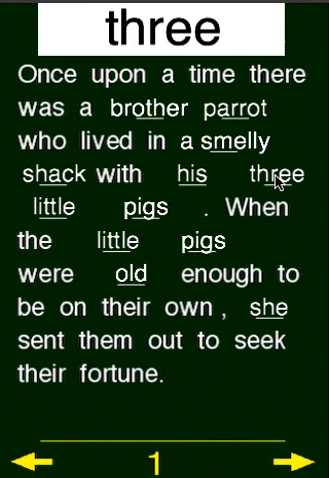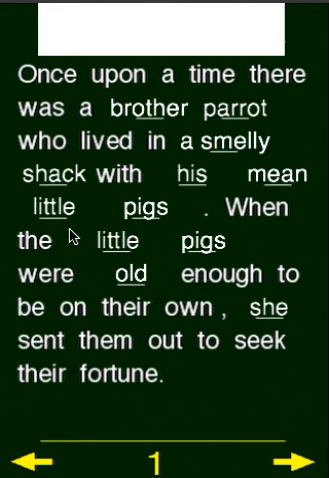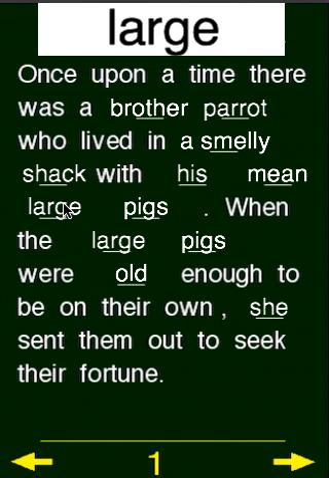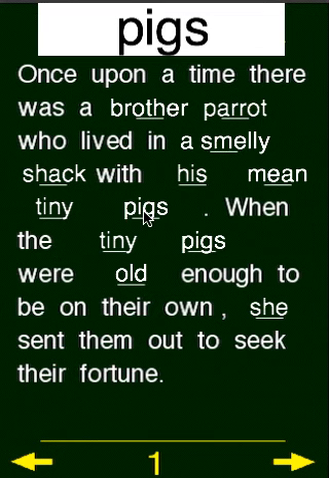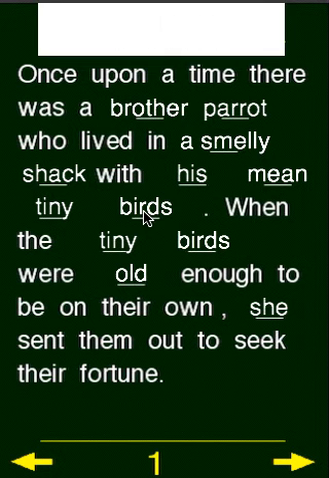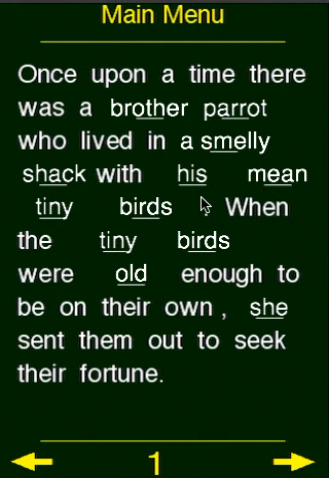We're going to write a story about the mean, little, large, tiny... the tiny, let's do babies, let's do birds. So as you go through, there are other choices. Sometimes it'll automatically fill it in. As you can see, tiny birds are changed here.